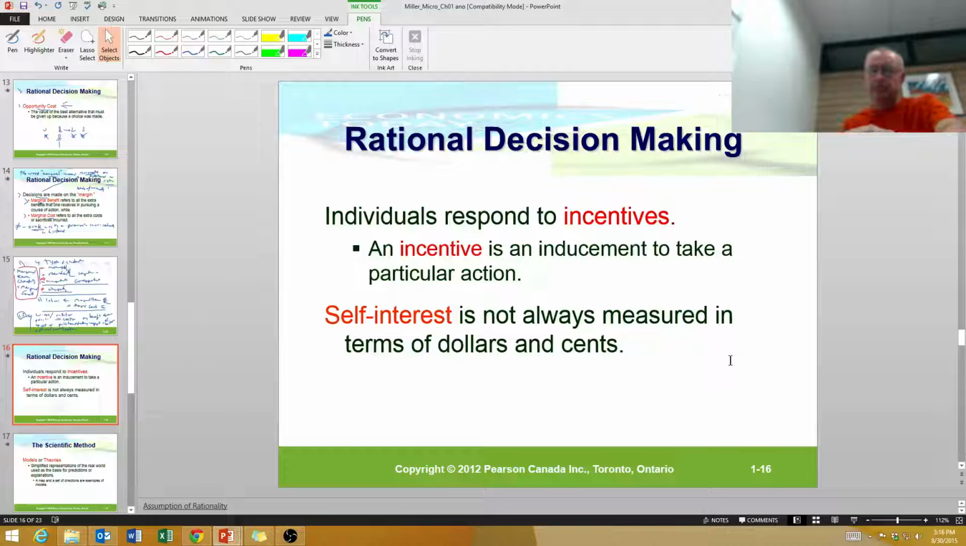Okay, so another assumption, another sub-assumption that agents in the economy make rational decisions is that the agents in the economy respond to incentives. And there are two kinds of incentives. One, there are rewards, and two, there are punishments.